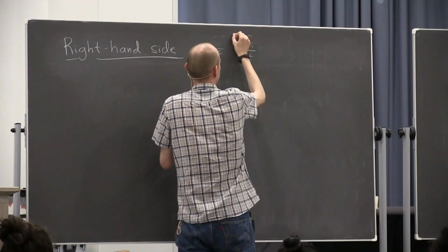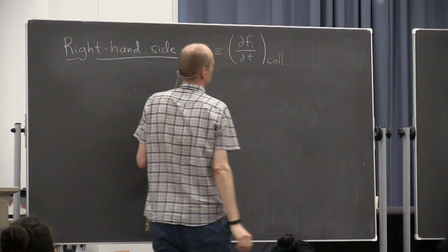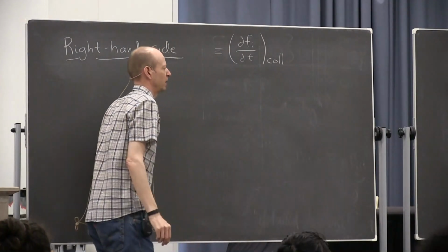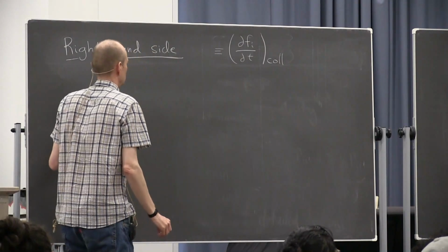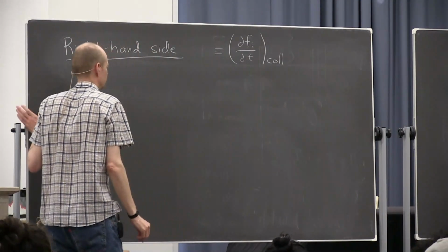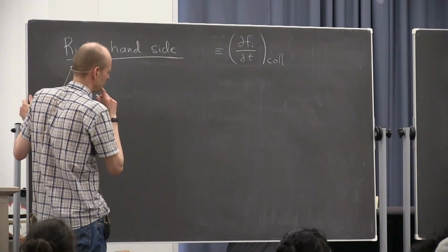We often write it like this, the collision term of the Boltzmann equation. Okay, and so now how does it look? So now let's draw a kind of diagram.